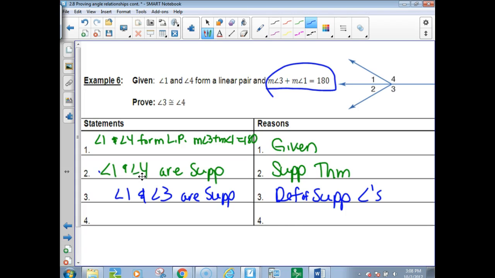All right, if 1 and 4 are supplementary and 1 and 3 are supplementary, then angle 3 is congruent to angle 4 by the congruent supplements theorem. That is, if two angles are supplementary to one angle and another pair of angles are supplementary, and one of them matches, the other two have to be congruent.